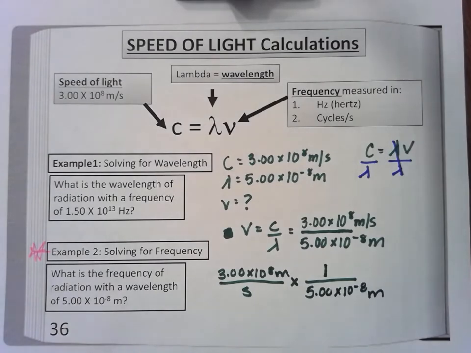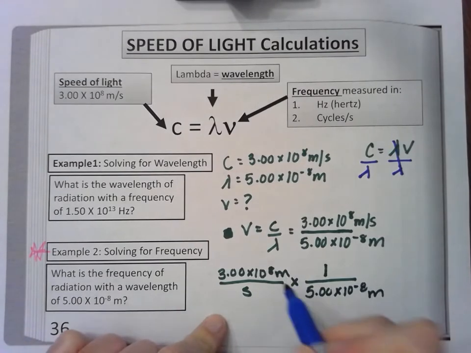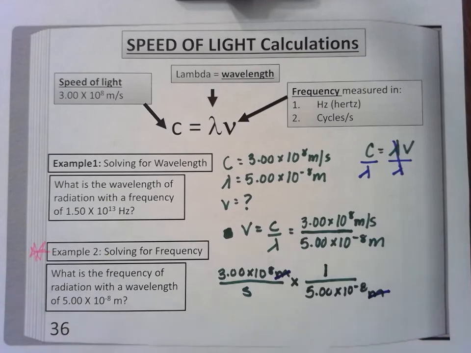Our units here, numerator and denominator, cancel out, which is good. I'm not looking for length this time. This time I'm looking for frequency, which should come out in per seconds.